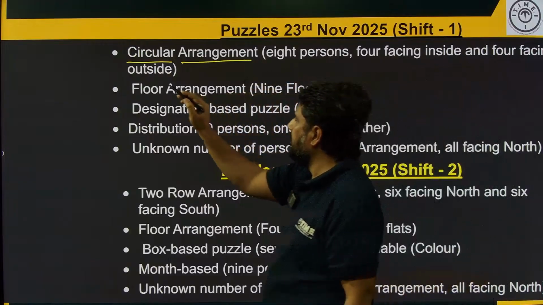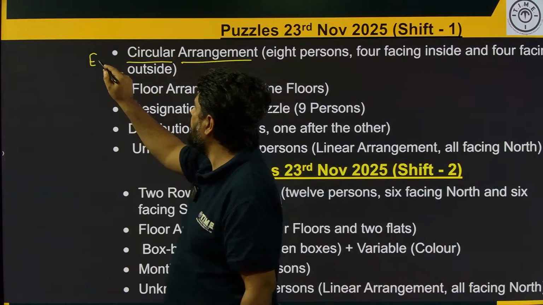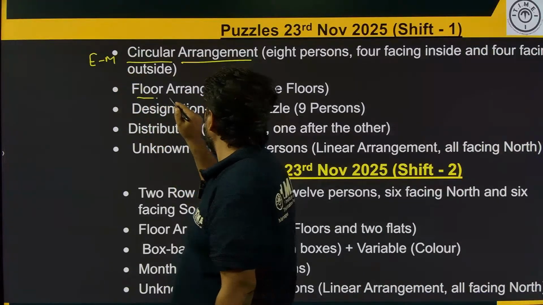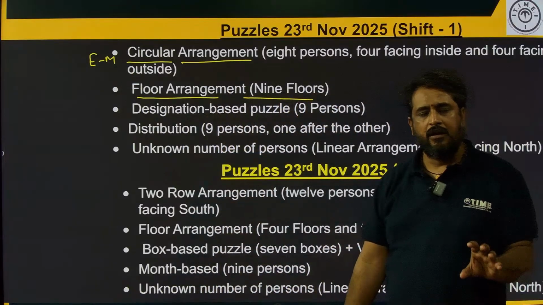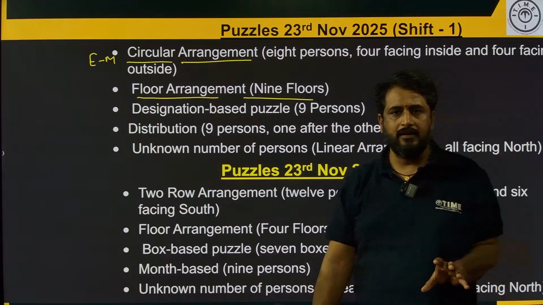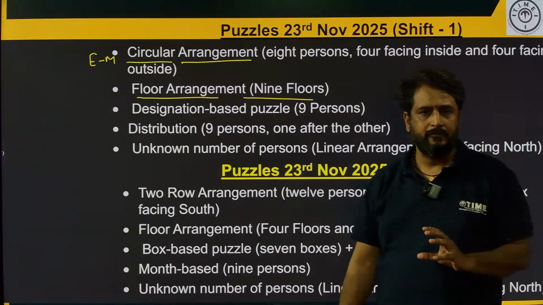So this is easy to moderate level, not exactly easy, easy to moderate level. And this is a simple floor arrangement without any surprises, and no flats were given. 9 persons are there, and they are living in a 9-story building without any surprises.